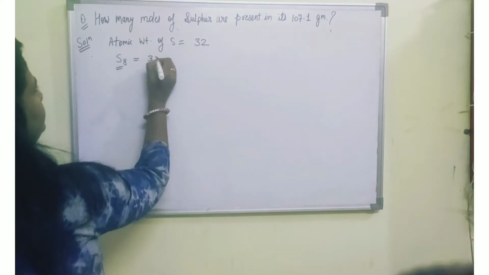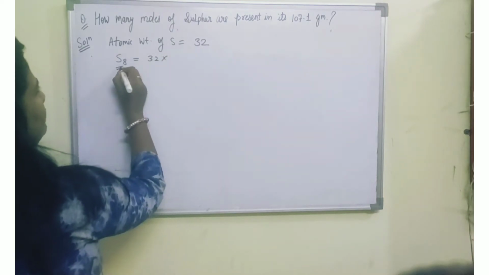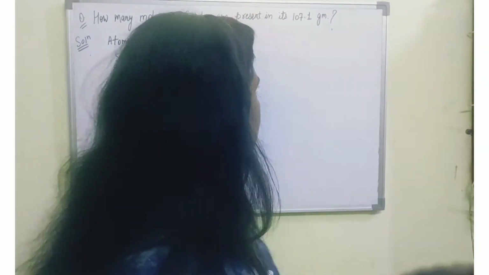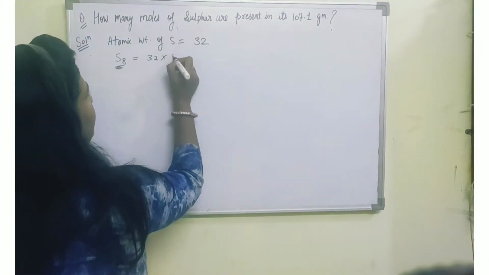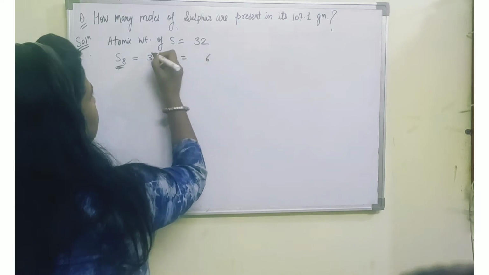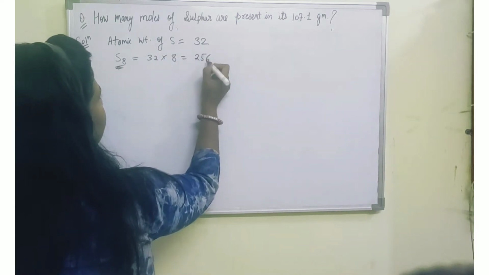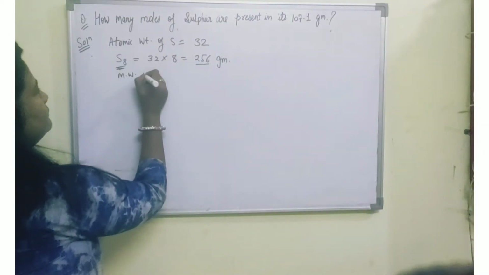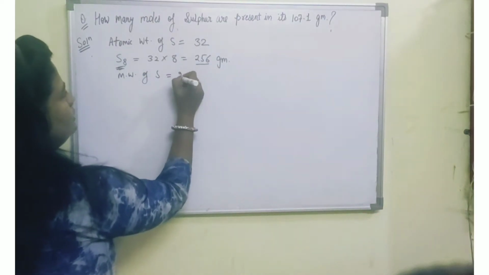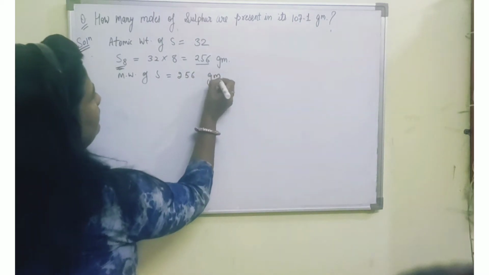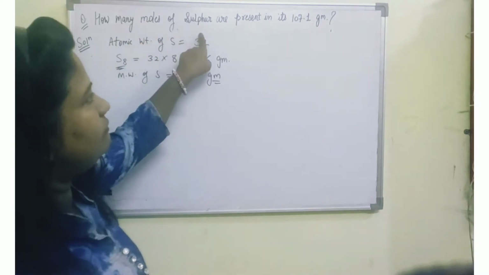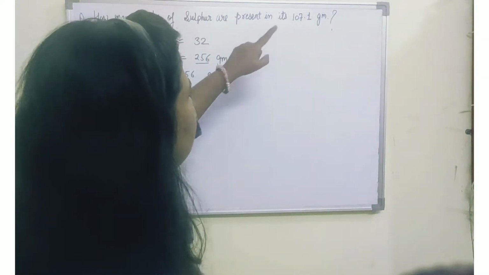So 32 multiplied by, it is found in the molecular form. You know about the sulfur is found in the molecular form acid. So we will multiply 32 by 8, 256 gram. Okay, this is the molecular weight of sulfur, equal to 256 gram. Now he is asking how many moles of sulfur are present in 107 gram.